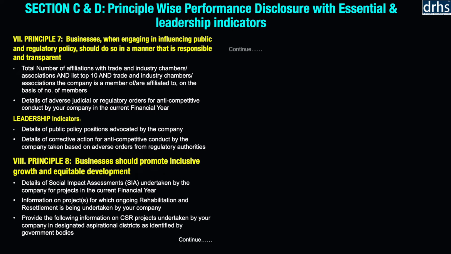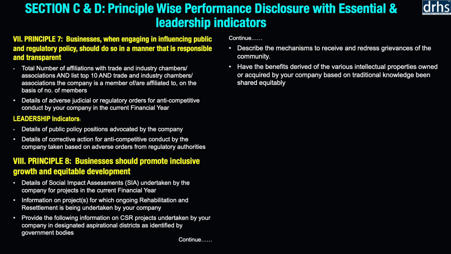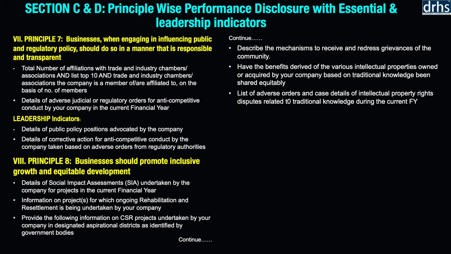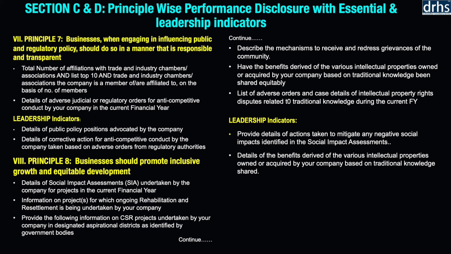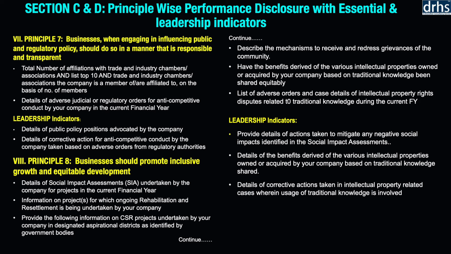Besides, it seeks details of the benefits derived from the various intellectual properties owned or acquired by the company and information pertaining to the adverse orders and the case details of the intellectual property rights disputes related to the traditional knowledge they acquired, while the leadership indicator emphasizes details pertaining to mitigating any negative social impact identified in the social impact assessment and details of the benefits of the corrective measures derived from the various intellectual properties owned or acquired by the entity based on the traditional knowledge shared. Besides, it also seeks information pertaining to CSR projects related to services and infrastructure building.